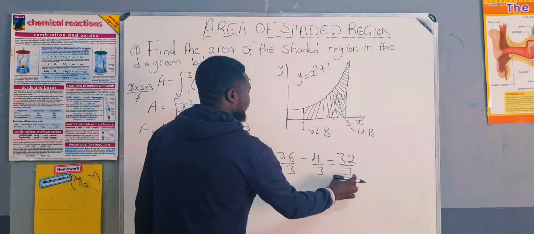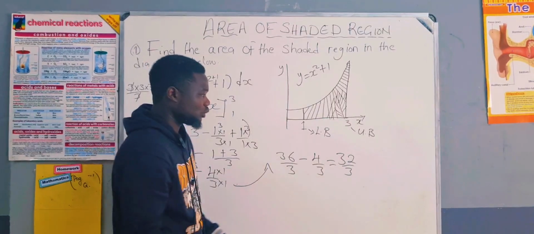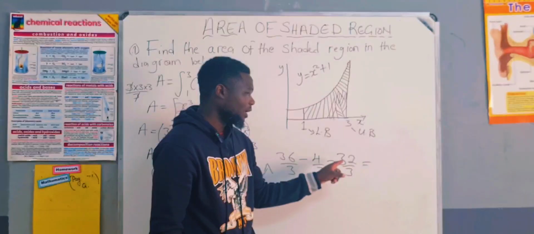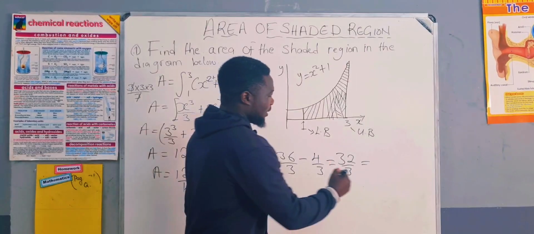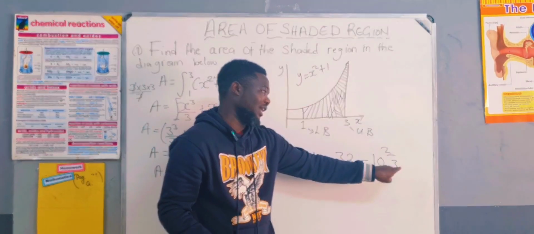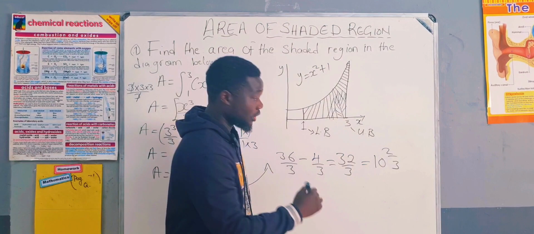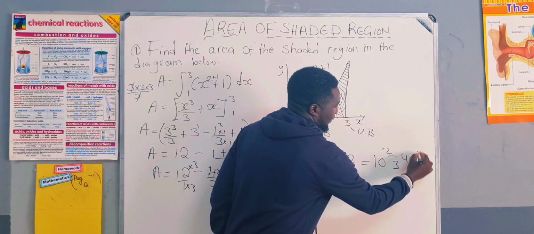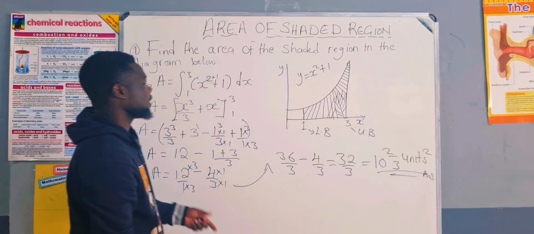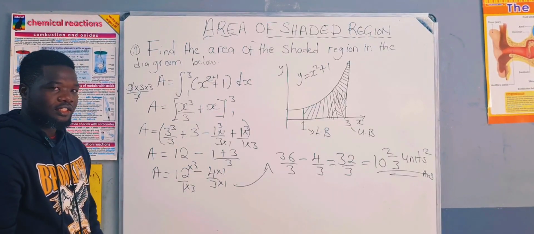Now with fractions, you must always simplify them and leave them in their simplest form. So I'm going to divide 32 by 3. It is 10 remainder 2 over 3, such that if you multiply, 10 times 3 is 30, plus 2 gives you 32 over 3. Are we together? And then you say units squared, because you are calculating the area of the shaded region. So this is how you can calculate the area of the shaded region.